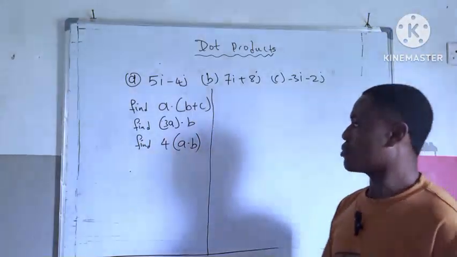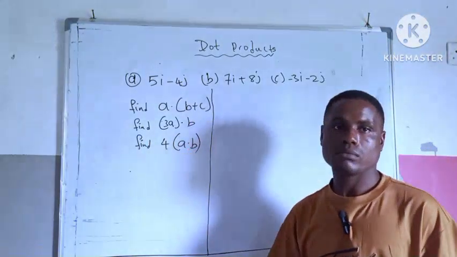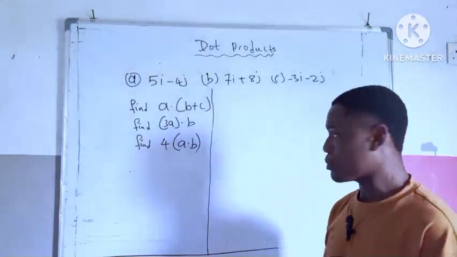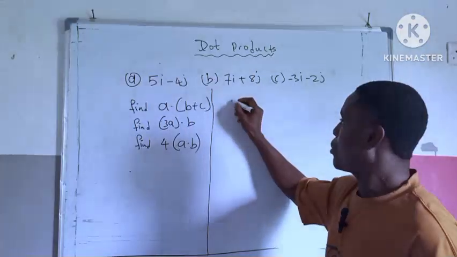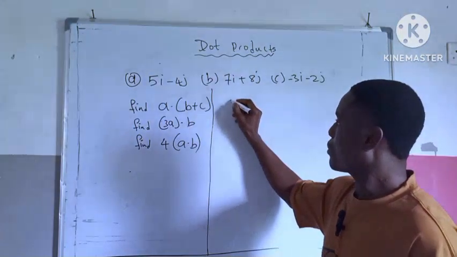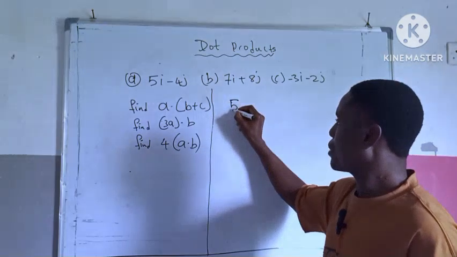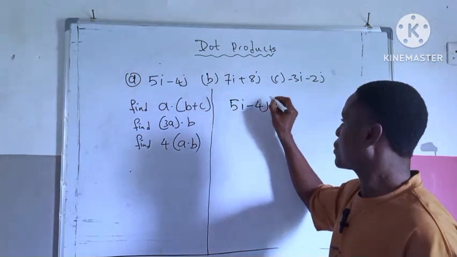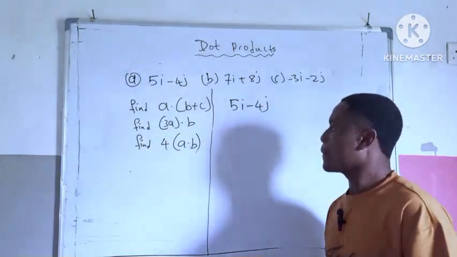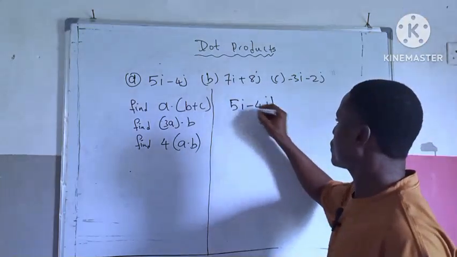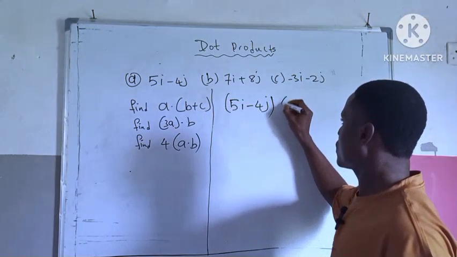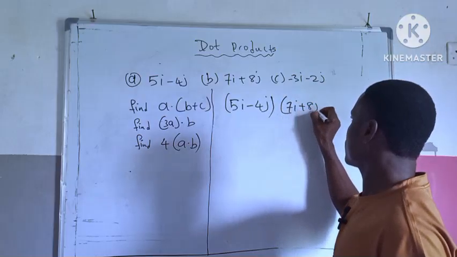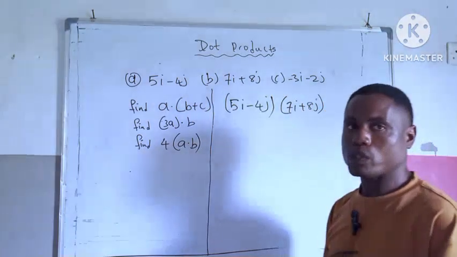So the first thing we need to do is to find the dot product of A and B. A dot B. So you've known how to find dot product now. So the value of A is what? The value of A is 5i minus 4j. Then you can put your brackets and open. Then the value of B is what? 7i plus 8j.